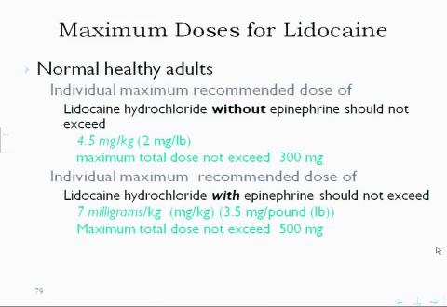Individual maximum with epinephrine can go to much higher levels. You can use 7 milligrams per kilo, and you can go all the way up to 500 milligrams, but should not exceed that.